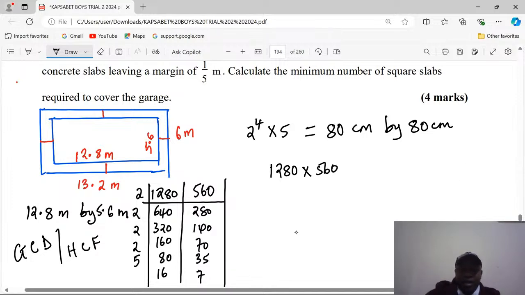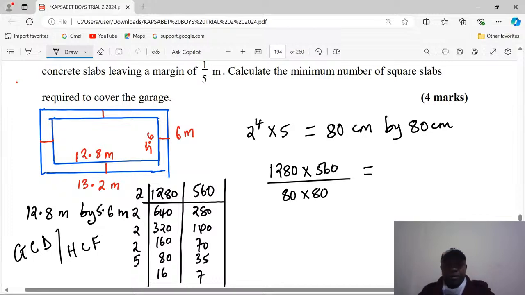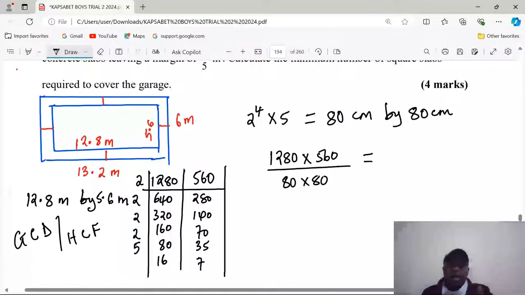And the area of a square slab is 80 by 80. So when we divide the area of the room by the area of one square slab, then we shall be in a position to know the number of square slabs required in such a room. This is giving me 112.